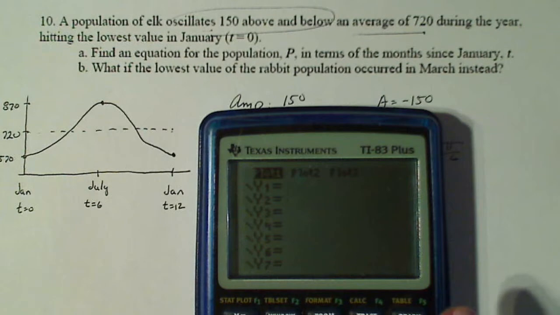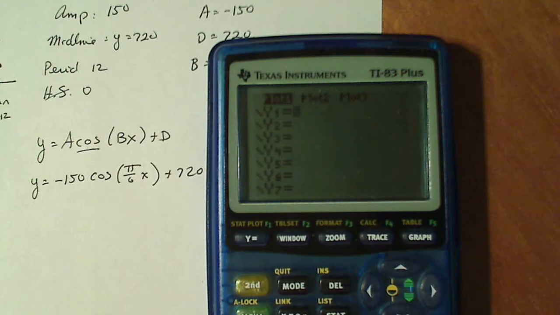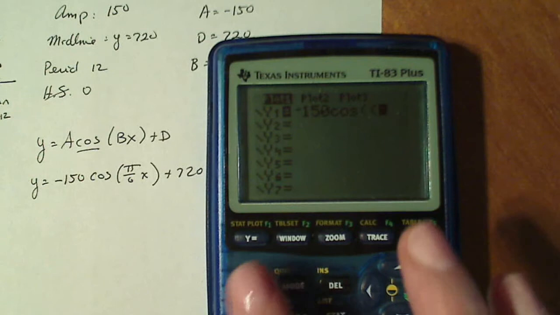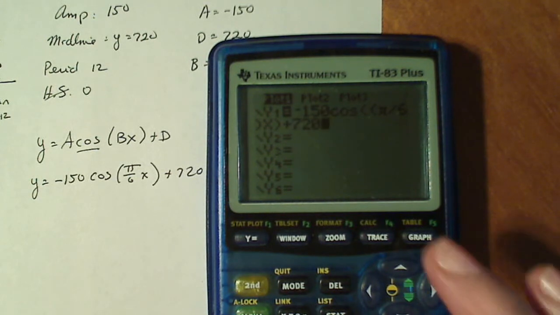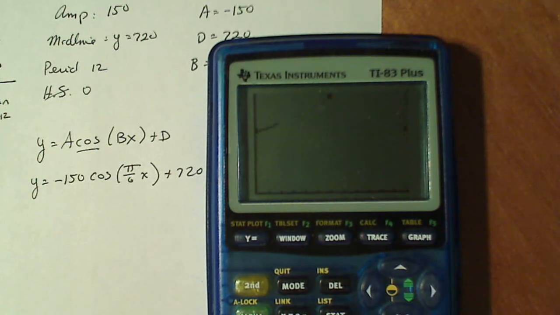What I really want to put here is the equation that I got in my problem. So let's put it in. Minus 150 cosine pi divided by 6 x plus 720. And hopefully it'll go through all the dots we want. Oh, look at that. That's nice. So that's part A.